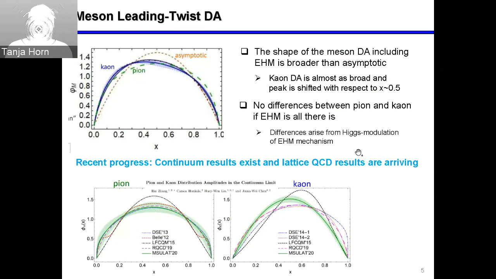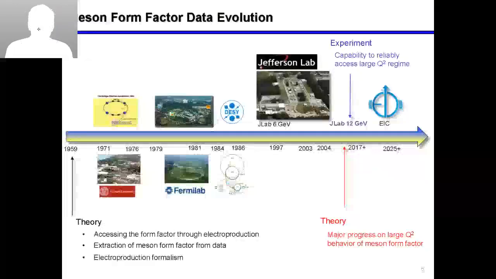So there's recent progress, and I saw Huiwen is talking later, so she might show this plot, in fact, because it's from her publication. Here, this is just to say that continuum calculations of this exist, and the lattice QCD calculations are arriving. And here is just a summary of these calculations, and probably we'll hear about them in a few talks from now. So instead, I'm going to move on to the experiment.